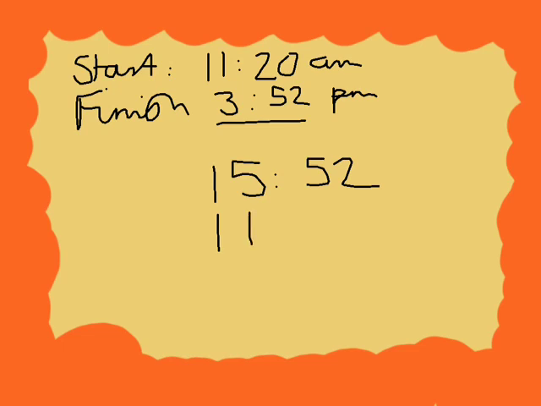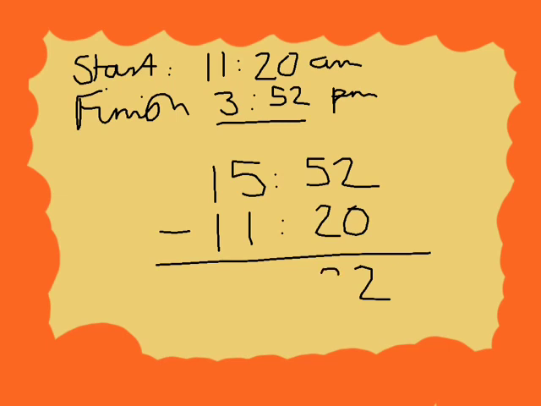And we started at 11:20, and it's a subtraction sum. So it's duration. And most of the time this is quite easy. So 2 take away 0 is 2, 5 take away 2 is 3. Should have done that bit before. 5 take away 1 is 4. So it lasts for 4 hours, 32 minutes. Easy, no carrying or decomposition required.